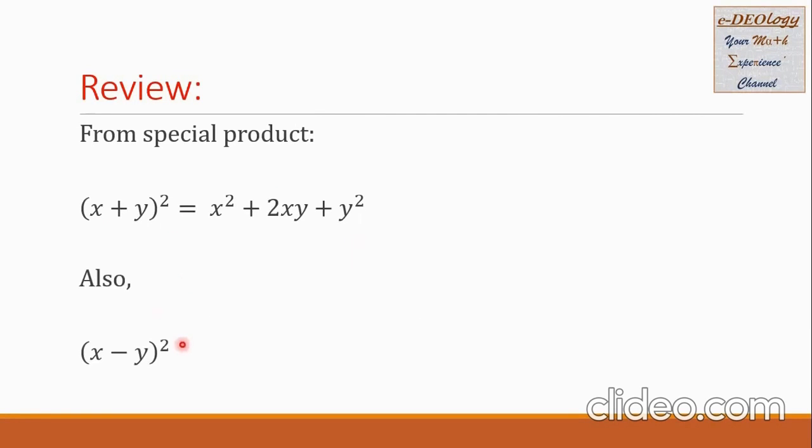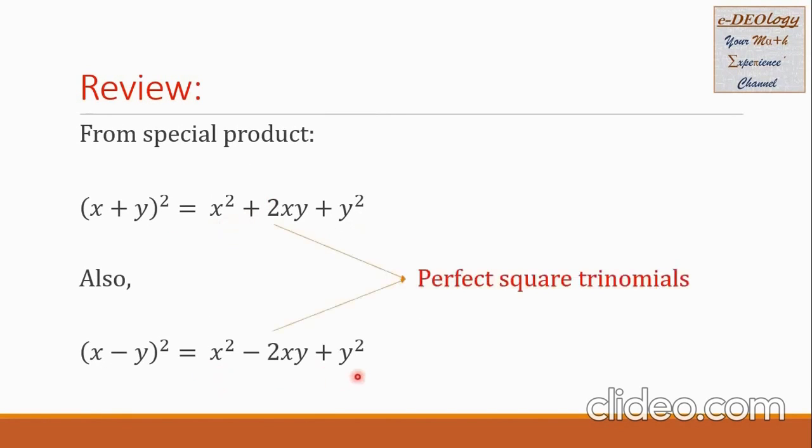Also, if we have the square of x minus y, the answer is a trinomial x squared minus 2xy plus y squared. This trinomial and this trinomial are called perfect square trinomials because both of them come from the square of binomials.